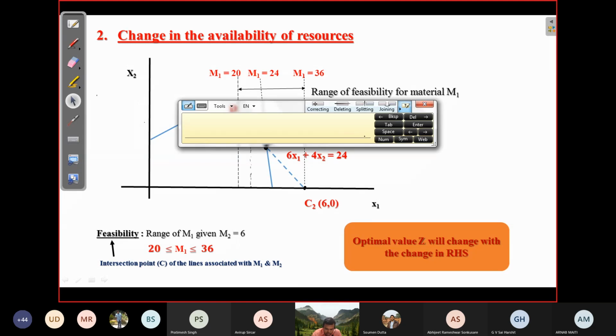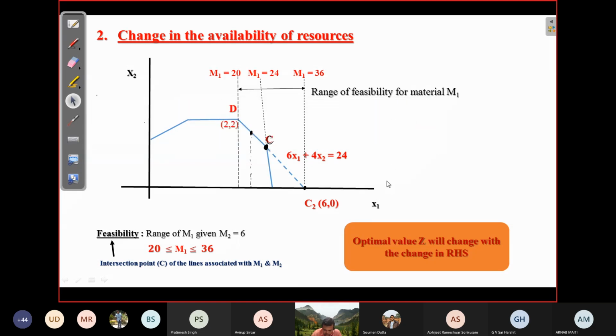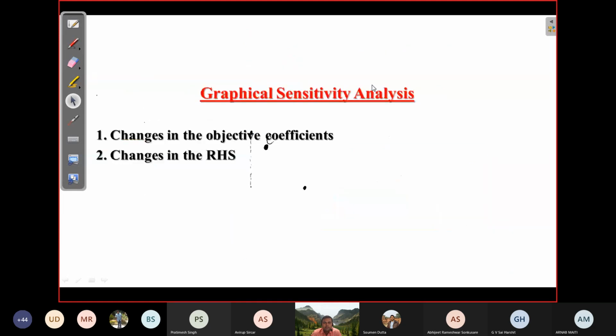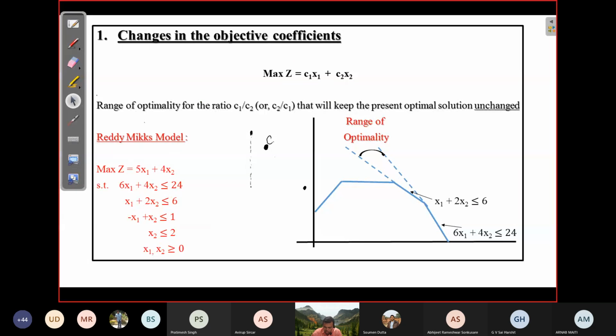Similarly, we have also seen the range of optimality, this one. So the objective function was like this, right? And you can tilt it within this range without changing the optimal solution. So this corner point will remain optimal in this range of objective function, right? Of course, the objective value will change, but the solution, this corner point, will remain the same as the optimal solution, isn't it?